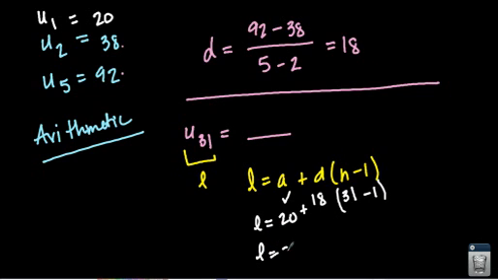So I can just simplify this. Alright, so I end up with 20 plus 18 times 30, and I end up with a value for my last term, which is 560. Okay, since I made my last term, term 31, I can just go ahead and say u sub 31 equals 560.